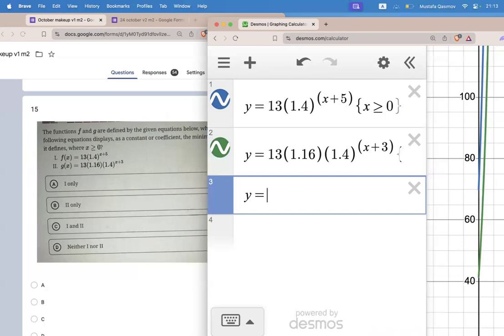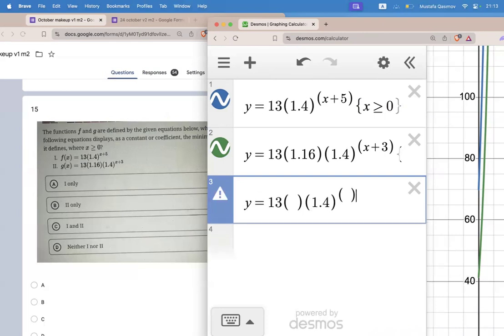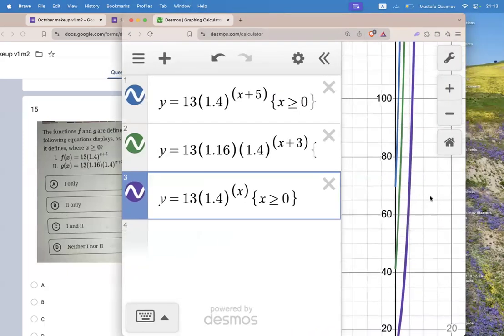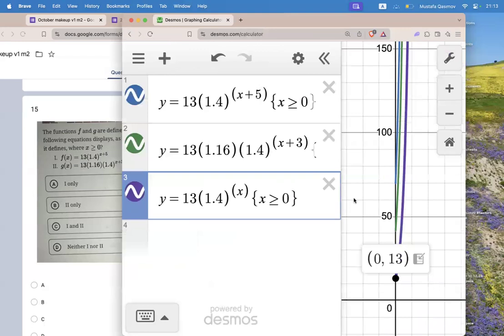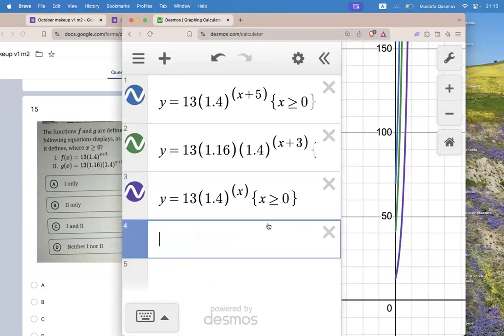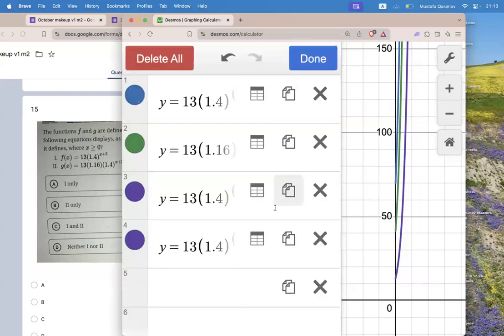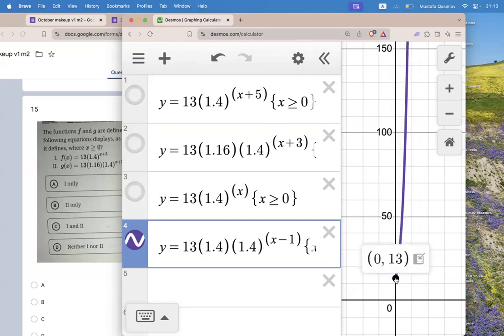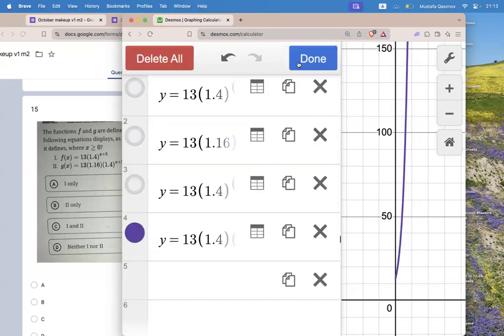But if we have like this, it will be correct. For example, let's write it like 1.4 x plus, let's write x just. So for example, that one will be correct. Because 13 is the minimum value. 13 is y-intercept and also minimum value. Also, this one is also correct. Let's make it x minus 1 and let's write here 1.4. It's also correct. Let me also give you one more example.